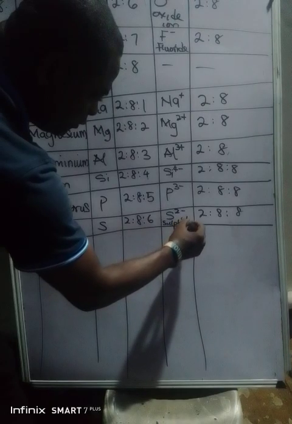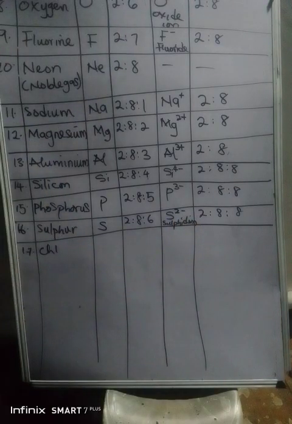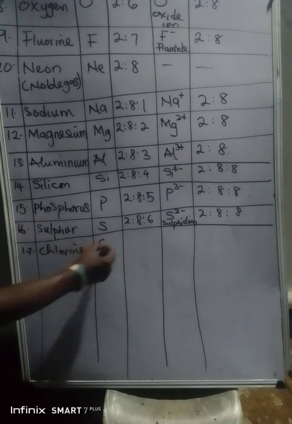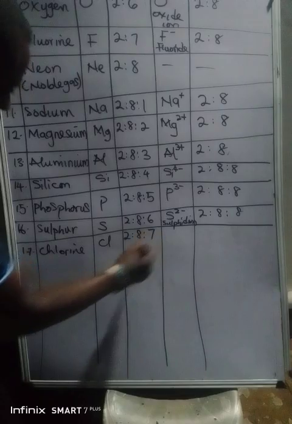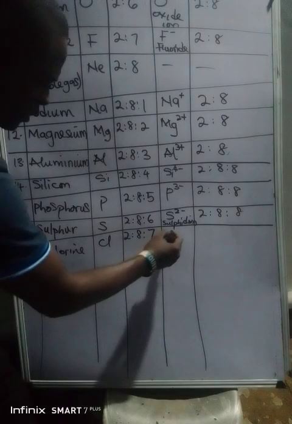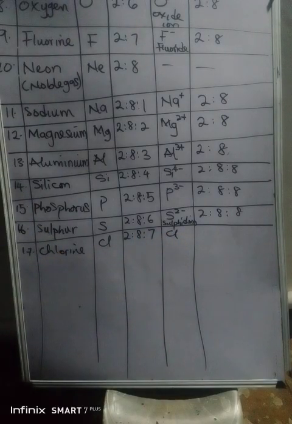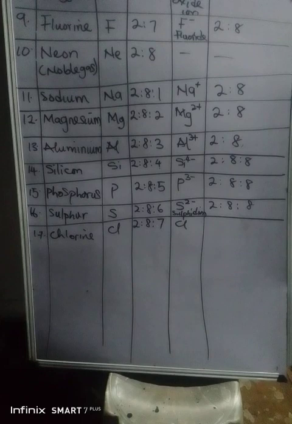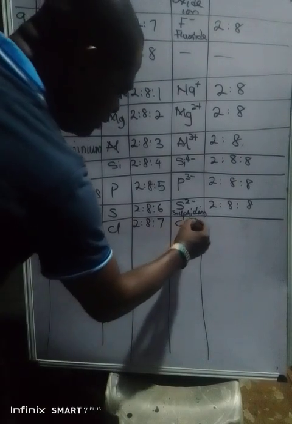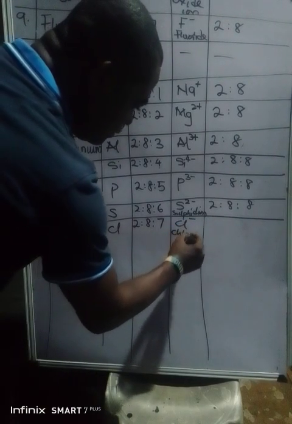Sulfide ion. So then we have chlorine. Chlorine is Cl. Configuration is 2, 8, 7. So what would this one now become? Cl what? Cl minus. And that Cl minus is called chloride ion. What did I call it? Chloride.